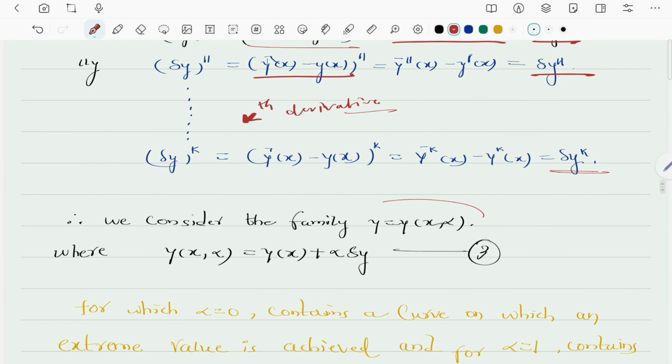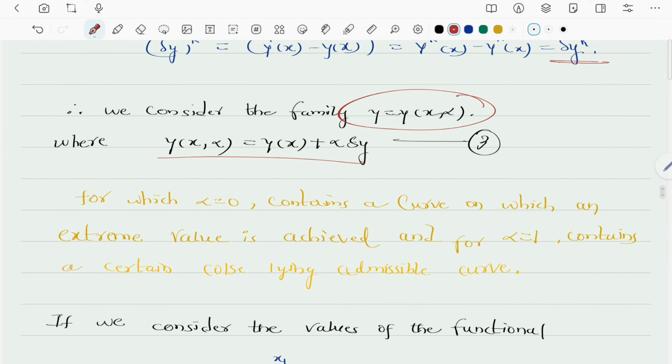Therefore we consider the family of curves y is equal to y of x comma alpha, where y of x comma alpha is equal to y of x plus alpha into delta y. Therefore for alpha is equal to 0, here we get y of x comma alpha is equal to y of x plus alpha into delta y.